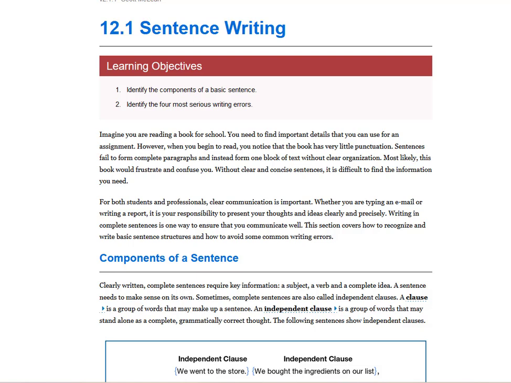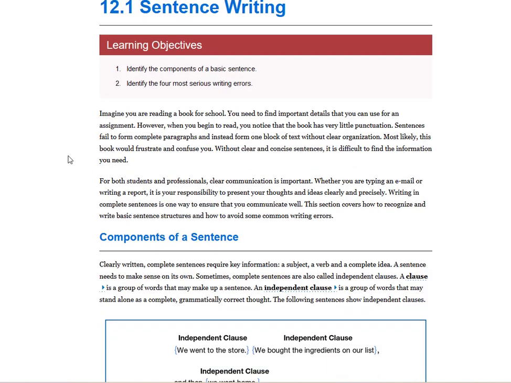Sentences fail to form complete paragraphs, and instead form one block of text without clear organization. Most likely, this book would frustrate and confuse you. Without clear and concise sentences, it is difficult to find the information you need. For both students and professionals, clear communication is important. Whether you are typing an email or writing a report, it is your responsibility to present your thoughts clearly and precisely. Writing in complete sentences is one way to ensure that you can communicate well.